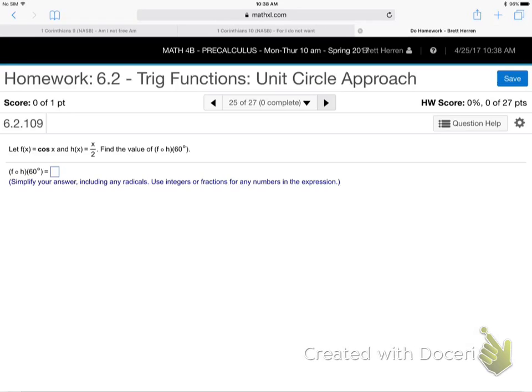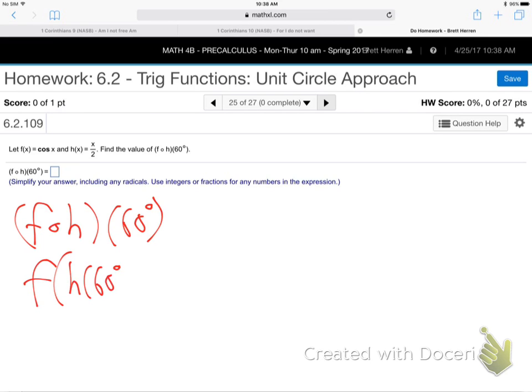So f composed with h. What does that little circle thing mean? Composite means, in other words, f of h. So it means plug one function inside the other. Remember that? It's been a while since we've done that. That little circle in the middle is composing the functions together, putting one function inside the other. I think I said put your toaster inside your refrigerator kind of thing, right? One function's inside the other. That's what that little circle means.